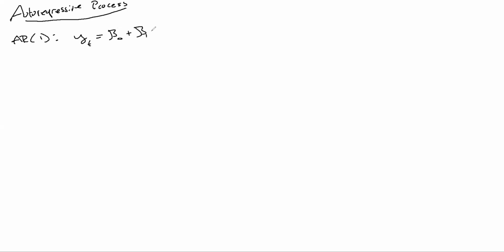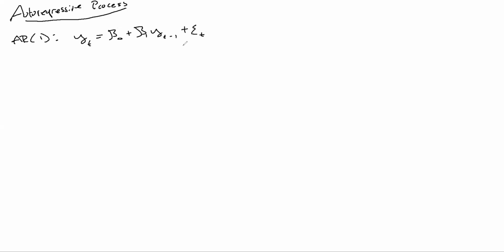Remember, this is for an autoregressive process. We're going to do an example of order 1, AR1. So for an AR1 process, Y_t is going to be equal to beta 0 plus beta 1 times Y_{t-1} plus our error term.